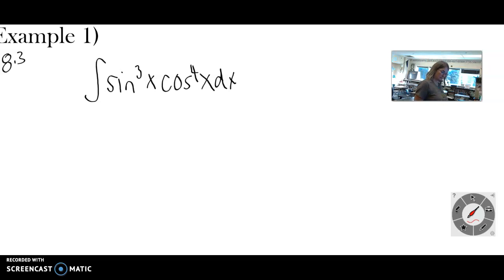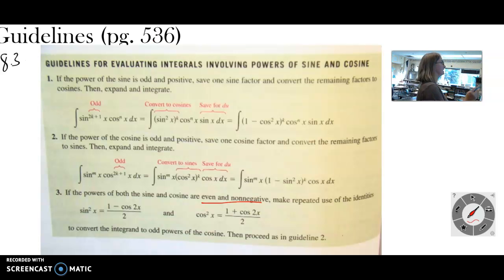Okay, so look at example 1 here. We have sine cubed x times cosine to the fourth x. Go to those guidelines and think about which one it fits. And we have a sine that is to an odd power, so that's going to fit in with this first guideline. So we are going to convert to cosines.